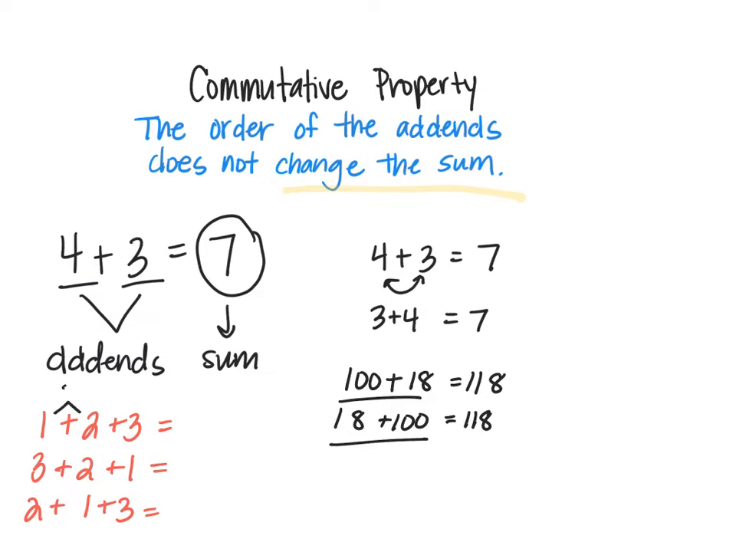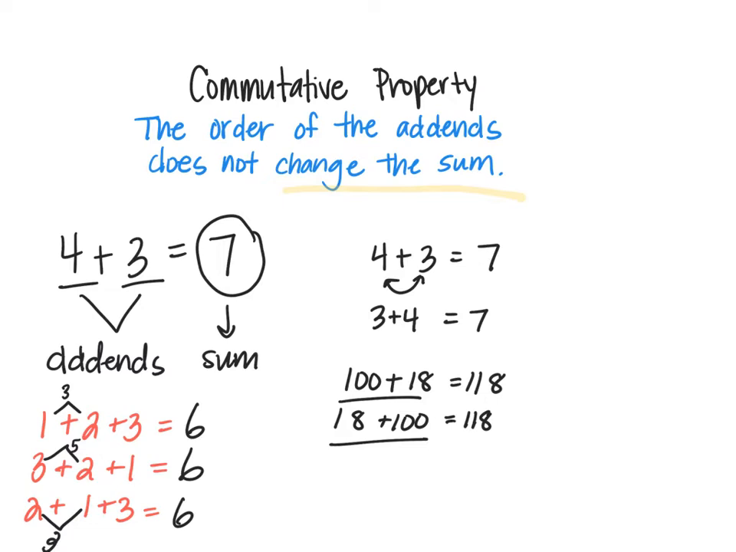1 plus 2 is 3, and 3 plus 3 is 6. 3 plus 2 is 5, 5 plus 1 is 6. So far, so good. Let's try it with one more. 2 plus 1 is 3, plus 3, 3 plus 3 is 6. So this right here proves that no matter the number of add-ins, as long as the same numbers are used, the order does not affect the sum. So it doesn't change the sum.